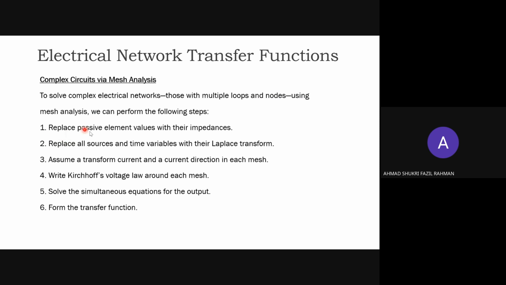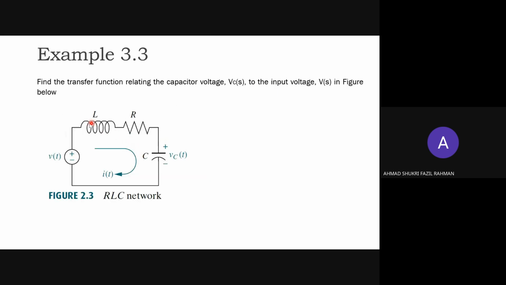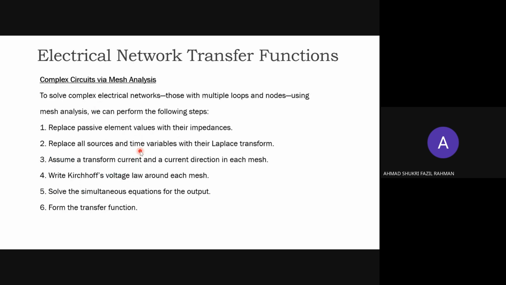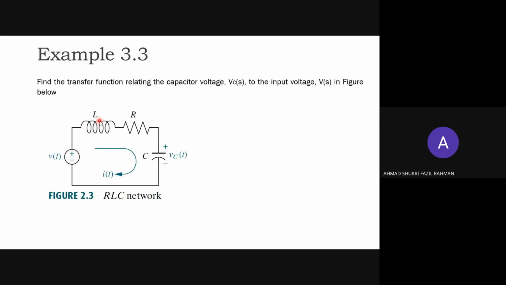The first one, we replace passive element value with their impedance, as shown based from previous example. L is equal to Ls, R is equal to R, C is equal to 1 over Cs. The three common passive components with their respective impedance, and then from there replace all the sources and time variable with their Laplace transform, the previous one. Okay. L, Ls, R, C, 1 over Cs. And also V here become capital Vs, capital Is.